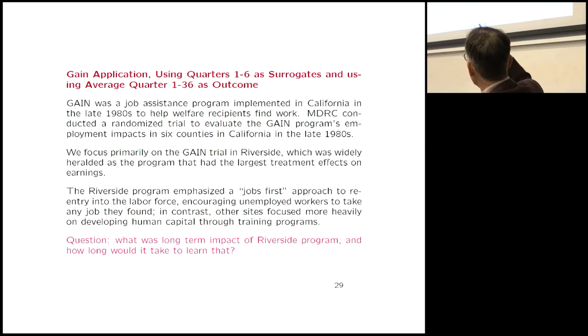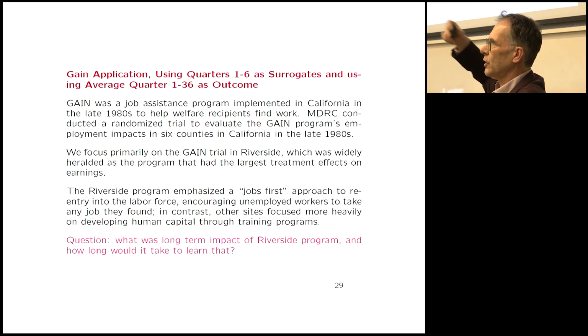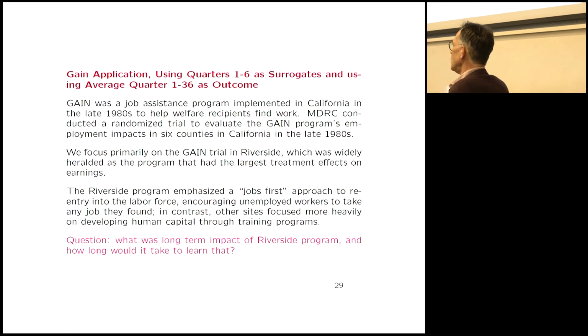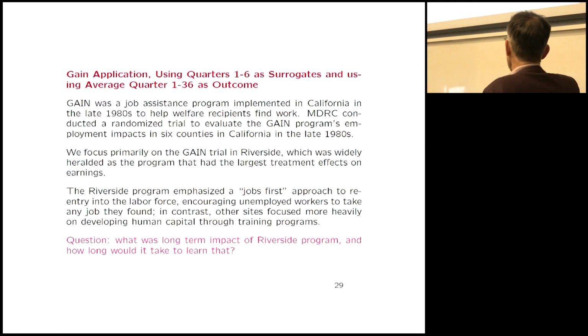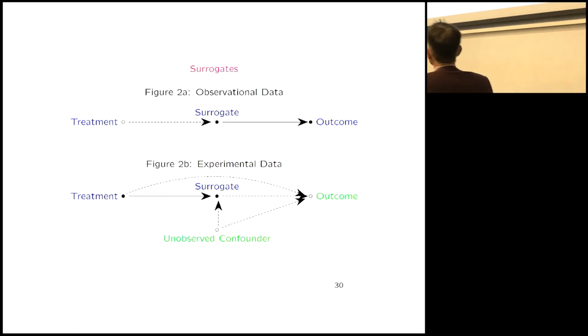But anyway, the Riverside program was a very special one because they were incredibly successful in getting people into jobs very quickly. Some of the other programs focused a lot on classroom training. In Riverside, they focused a lot on getting people into jobs very quickly. But in the longer run, they didn't necessarily have quite that good an effect on employment.